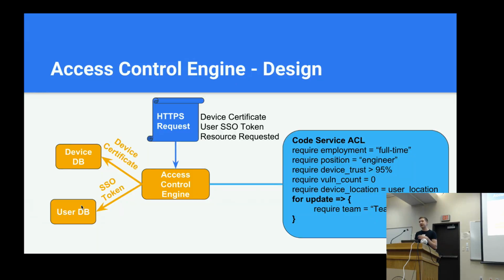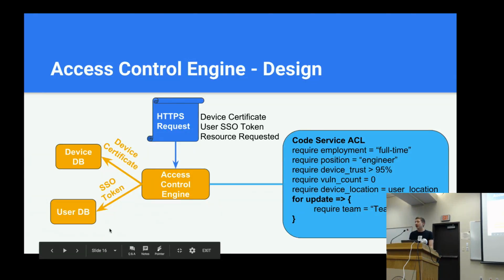Basically, what you need to understand, if you don't know what SSO is or what certs are even, don't worry about that. The whole point here is that the access control engine, this little service we've got going on, can get all of the information from the device that's trying to connect and the user that's being connected with, right? And with that, we can write what's called a service ACL, which is basically the list of restrictions on who can use this service and who can do what on this service, right?